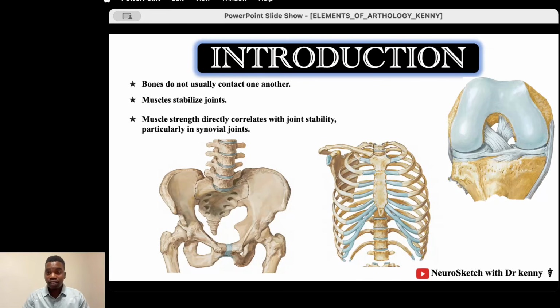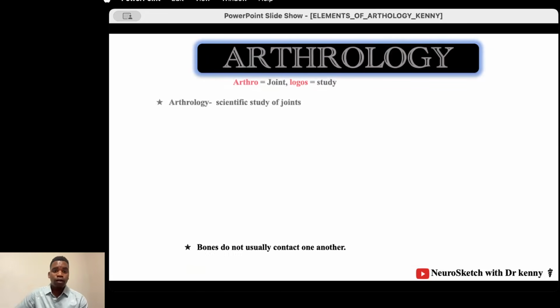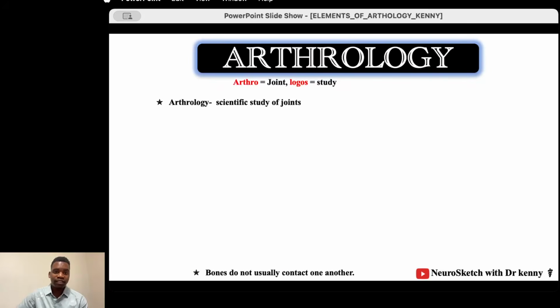The strength of the muscle defines the stability of the joints. So if the muscles around the joint are very strong, it means the joint is always more stable than joints without these strong muscles. Okay, so the word arthrology comes from two words: arthro, which means joint, and logos, which means study. So simply, arthrology is the scientific study of joints.